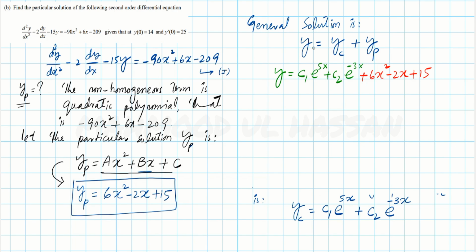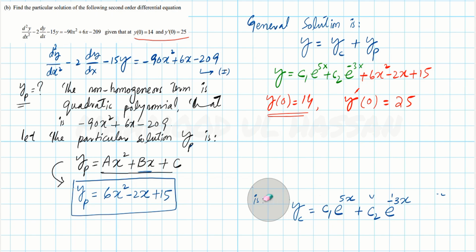Now we are going to find the particular solution of the whole second order differential equation with the help of these two conditions. So what are the conditions? That is y at 0 equal to 14 and y prime at 0 is equal to 25. So first we are going to use this condition.